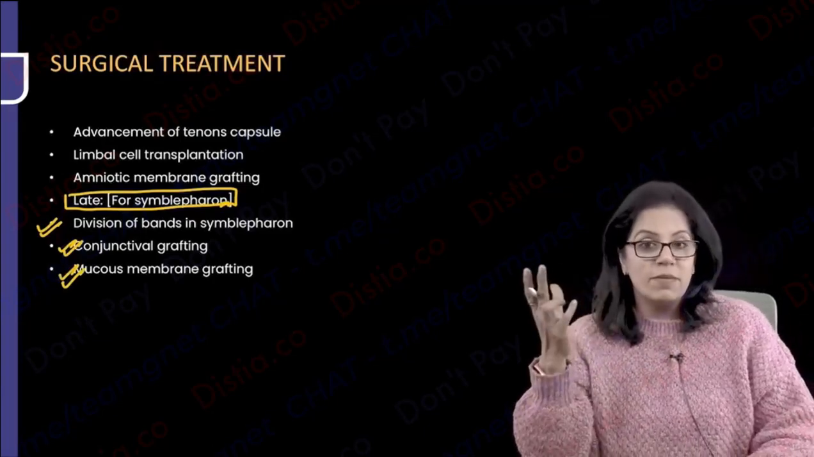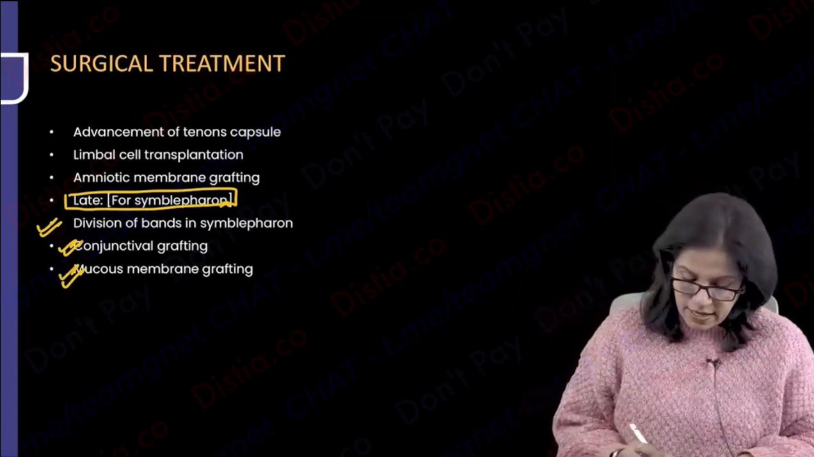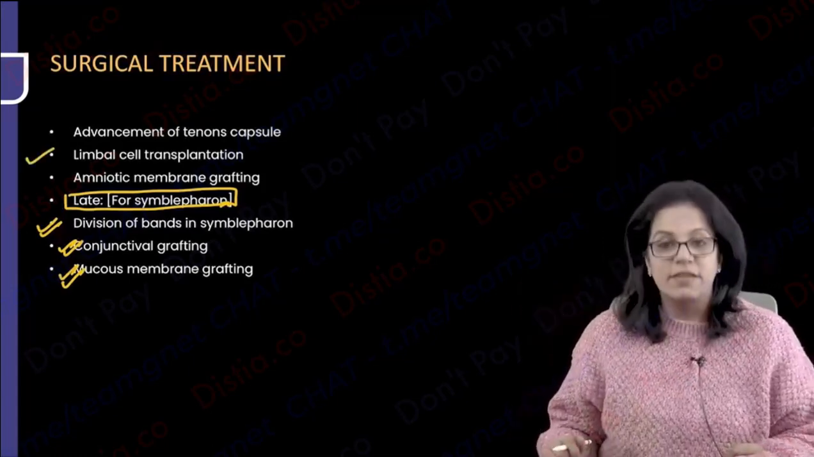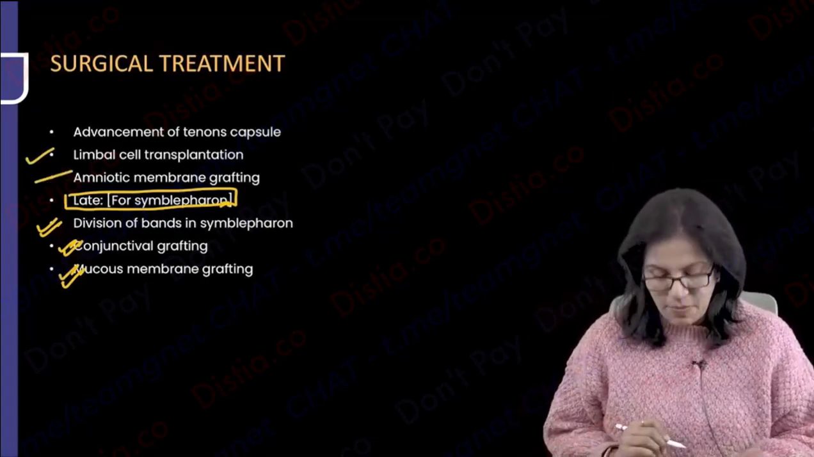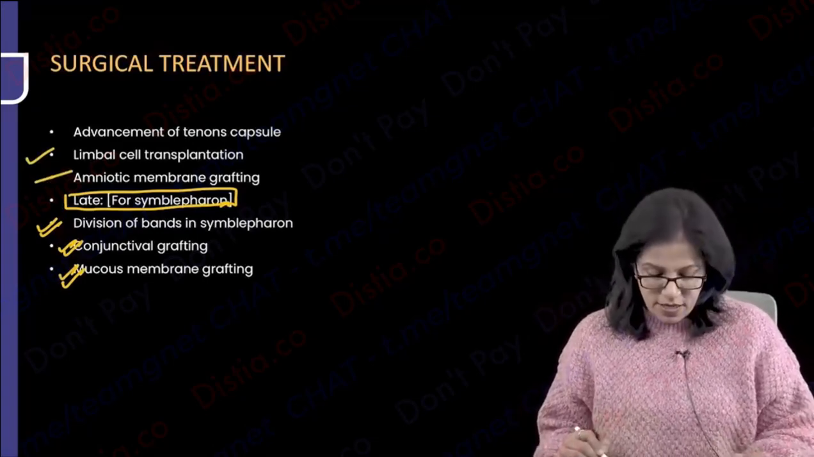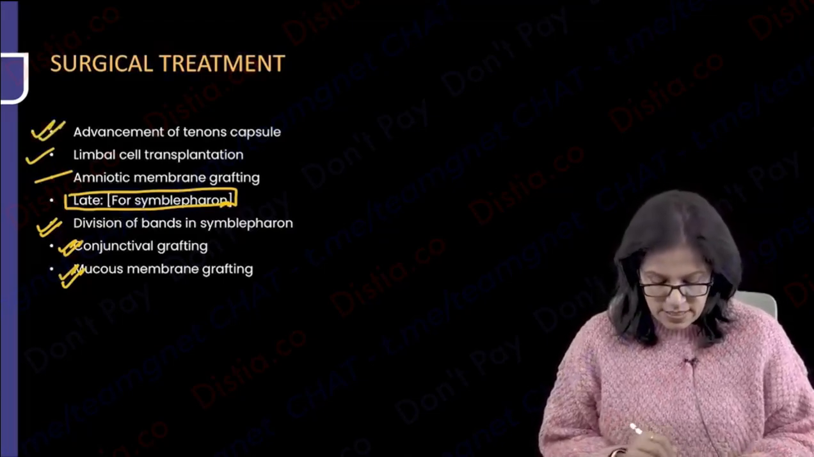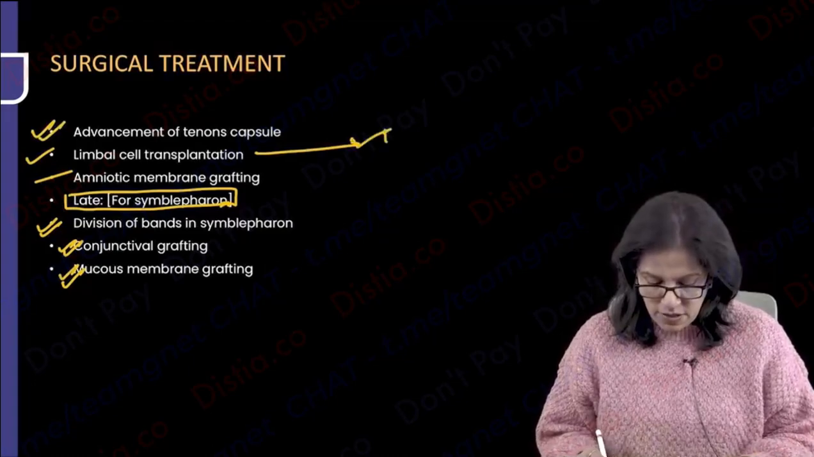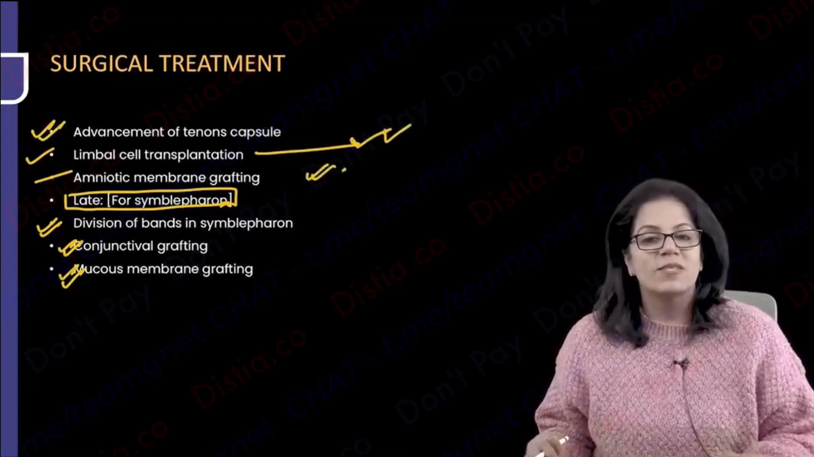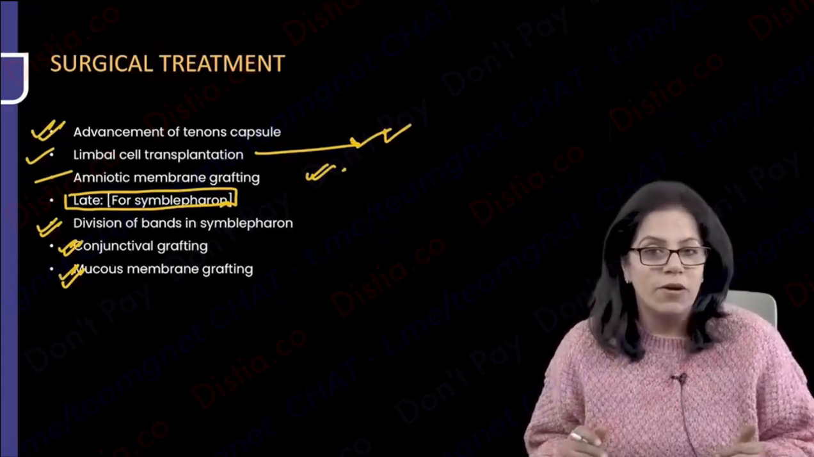What about the limbal stem cell damage that has happened? I can manage that with limbal cell transplantation or amniotic membrane grafting. Let's not forget this. Okay, so these two are important. Another is advancement of Tenon's capsule, but even if at your level you remember these two, it is enough. So, limbal cell transplantation or amniotic membrane.